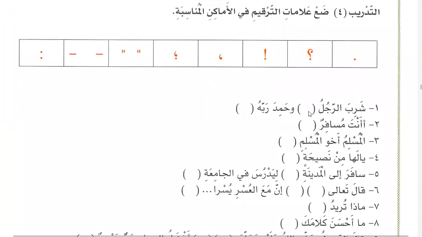شارب الرجل. What will we write here? Anyone? Comma. Does everyone agree with this? The fourth one. Okay. So everyone agree with this comma. Next. Full stop. Ahamina Rabbahu. Okay. Next. Istifham. Anta Musafirun. Istifham. Okay. Next.